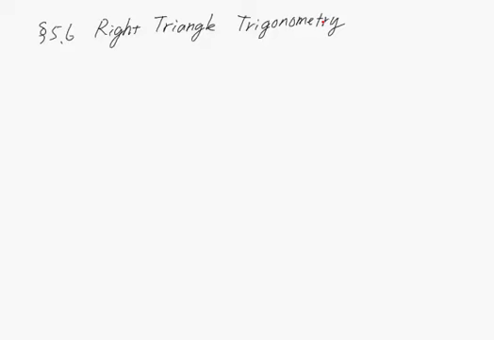I just say a right triangle is a triangle with a 90-degree angle, right? So you have the triangle like this. And then in this triangle, we have one angle with 90 degrees. Okay.